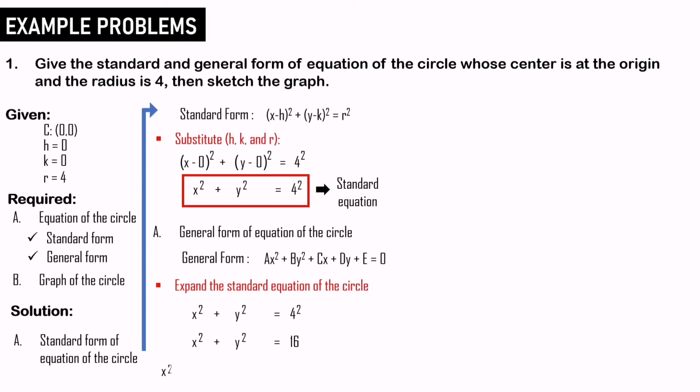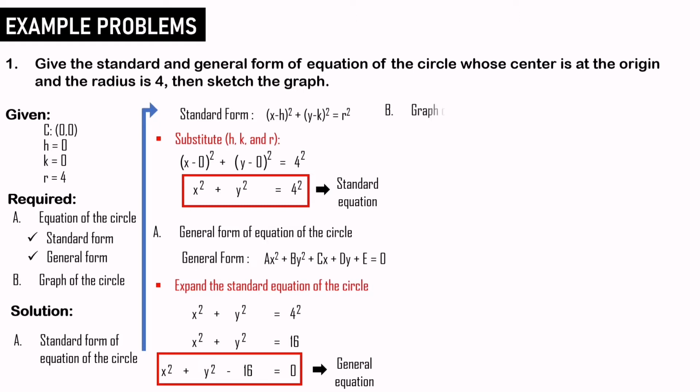Next, x squared plus y squared. Ato ning ibalhin ang 16 diri na side. No? Kay para ang gawas sa equal sign kay 0. So ang mahitabo, manegate ang sign ani, no? This is positive, so ma-negative na siya pagbalhin diri. So minus 16 is equal to 0. This is now the general form of equation of the circle.